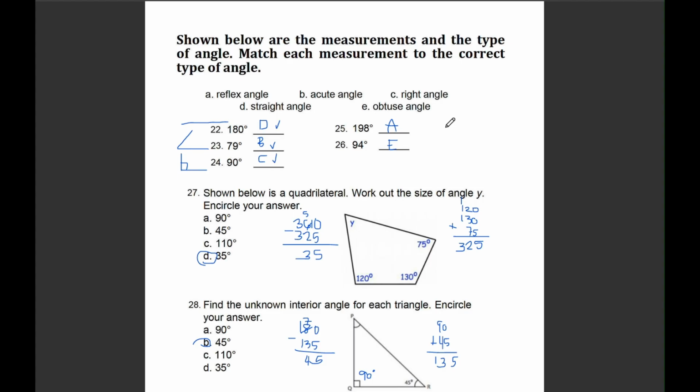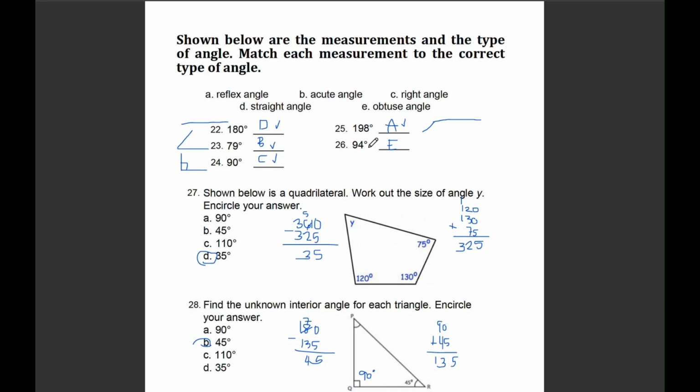Number 25. Match 198 degrees. Options: A. Reflex, B. Acute, C. Right, D. Straight, E. Obtuse. Why not? 198 is greater than 180. Answer: A. Reflex. Formula/reason. Reflex angle is between 180 and 360 degrees.